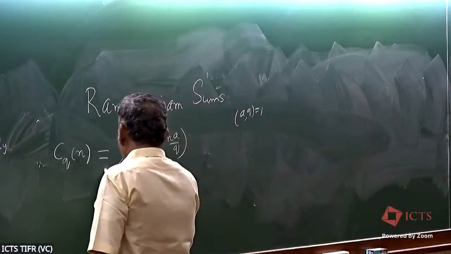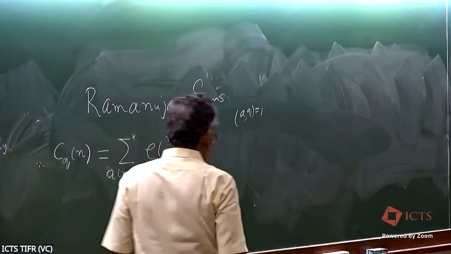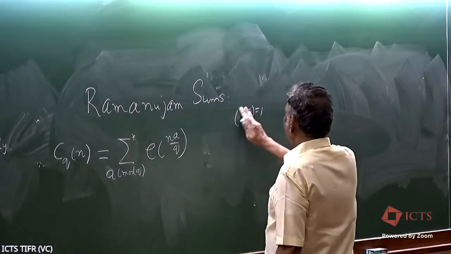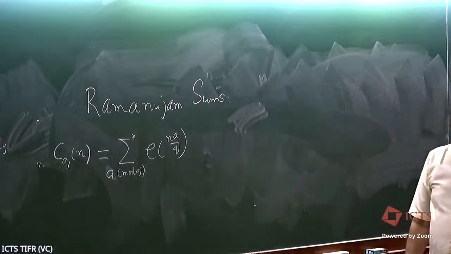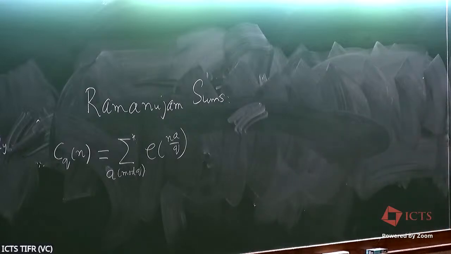Summation over A mod q. Okay. Therefore, in particular, n equal to 1, for example, then it is really going through all the primitive roots mod q. Is that okay? This sum is known to be the Ramanujan sum, and then one should like to know how do you do this summation.